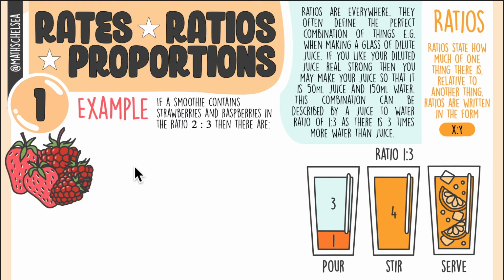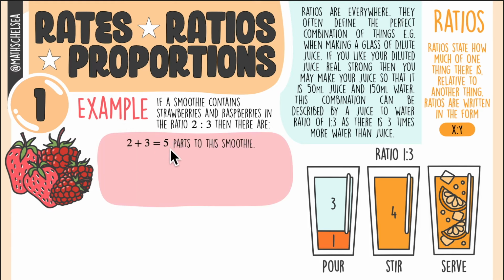Let's have a look at some examples. If you're told that a smoothie contains strawberries and raspberries in the ratio 2 to 3, these are the things that you should think about and then know about this smoothie. Firstly, there are 5 parts to the smoothie. This 5 is calculated from adding up the numbers in the ratio. Second, 2/5 of the parts of that smoothie are strawberries, or 40% of the parts of the smoothie are strawberries.